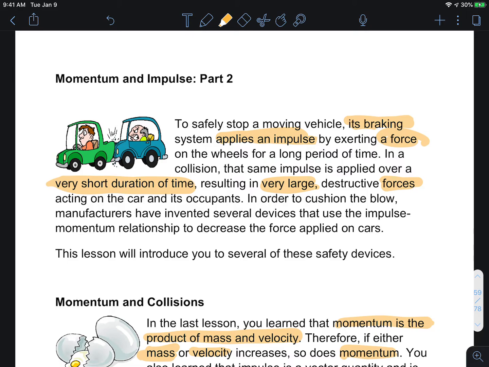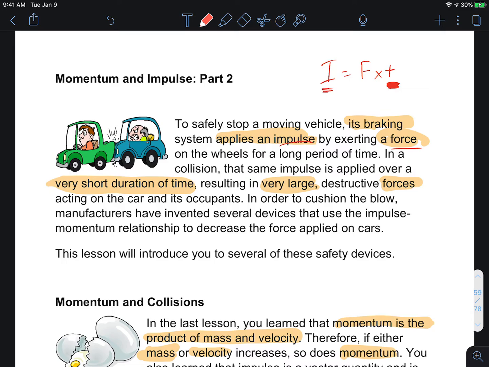So, to safely stop a moving vehicle, its braking system applies an impulse by exerting a force, right? And remember that an impulse is equal to a force times a time. Typically, if you want to brake well while driving, you'll apply the impulse over a long period of time. So this force of the brakes will be applied over a long period of time.